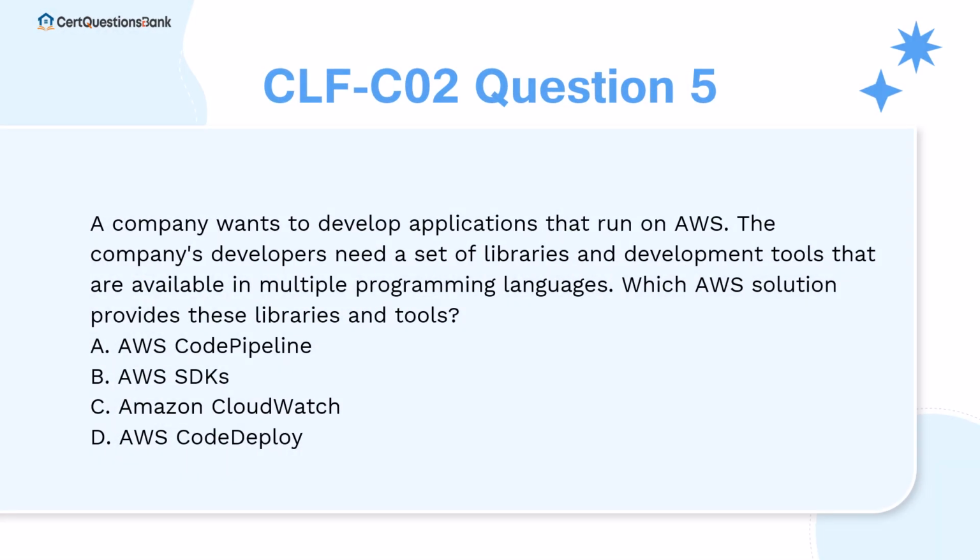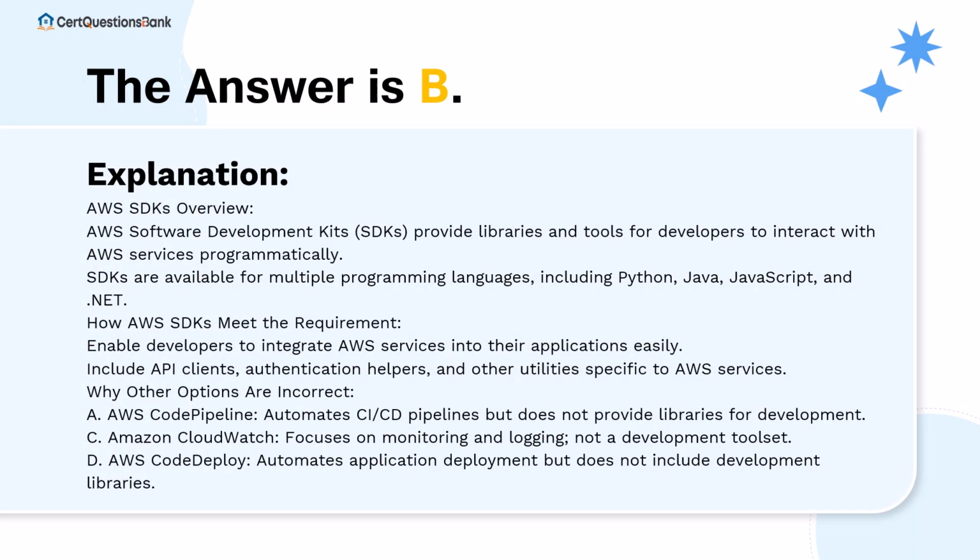A company wants to develop applications that run on AWS. The company's developers need a set of libraries and development tools that are available in multiple programming languages. Which AWS solution provides these libraries and tools? A. AWS CodePipeline. B. AWS SDKs. C. Amazon CloudWatch. D. AWS CodeDeploy. The answer is B.